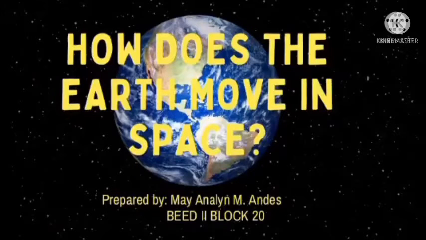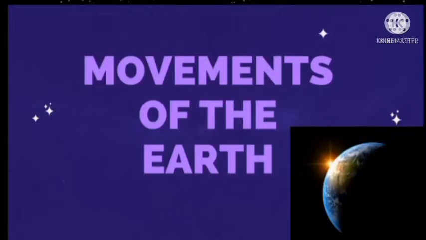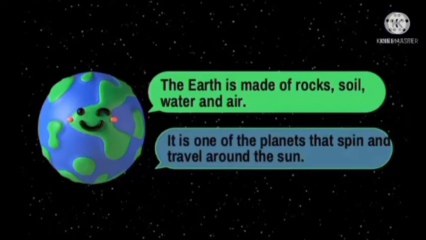Good afternoon, everyone. Today I will discuss how the Earth moves in space and the movements of the Earth. What is Earth? The Earth is made of rocks, soil, water, and air. The land contains mountains, valleys, and flat areas. The air is made up of different gases, mainly nitrogen and oxygen. The water includes oceans, lakes, rivers, streams, rain, snow, and ice. The Earth is one of the planets that spin and travel around the Sun, and it is also a very tiny part of the universe.